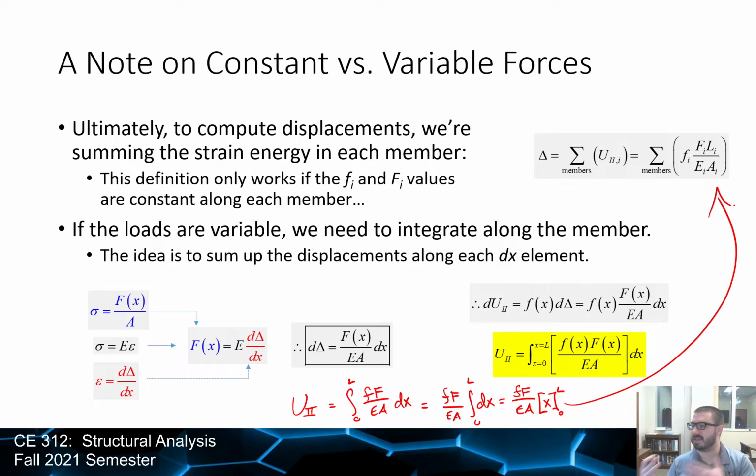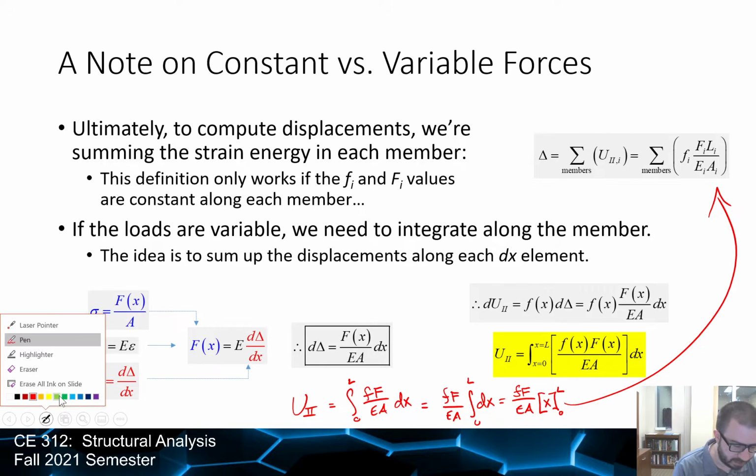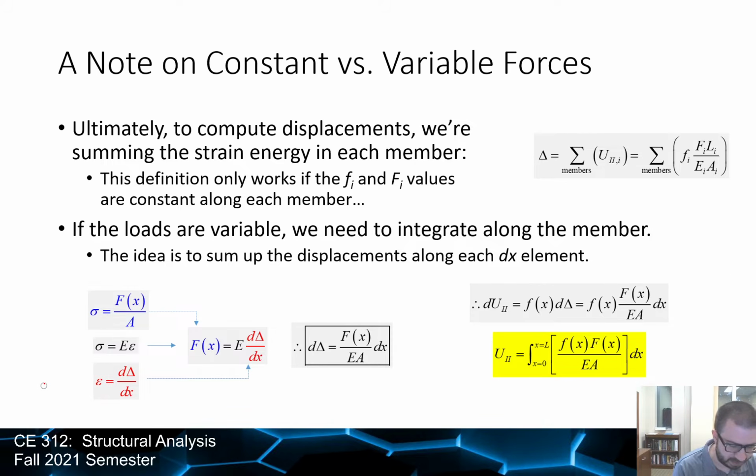So you still get the same expression if those terms end up being constant, but if they are variable, this might be a little bit more usable. And I only mention that because we are going to see some variable loads here in a bit, and we are going to have to integrate. So it's good to sort of get into that frame of mind. And yeah, that's a typo. That's supposed to be F over A there. I will fix that in the upload.